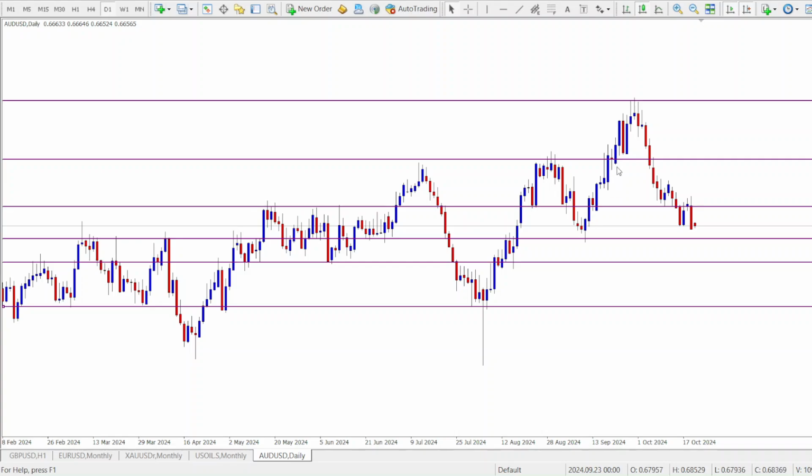Now, we can also look for other candlestick patterns. Basically, any candlestick pattern that can signify reversal can add to your confirmation.